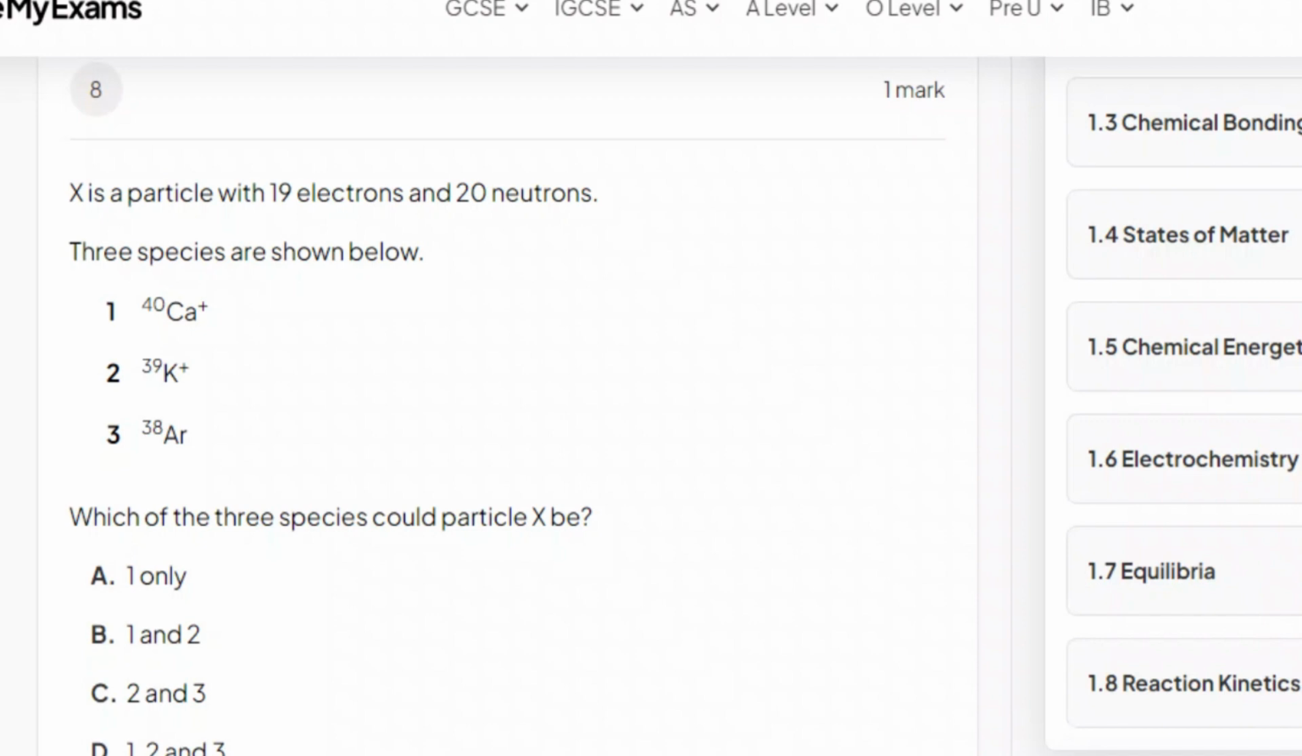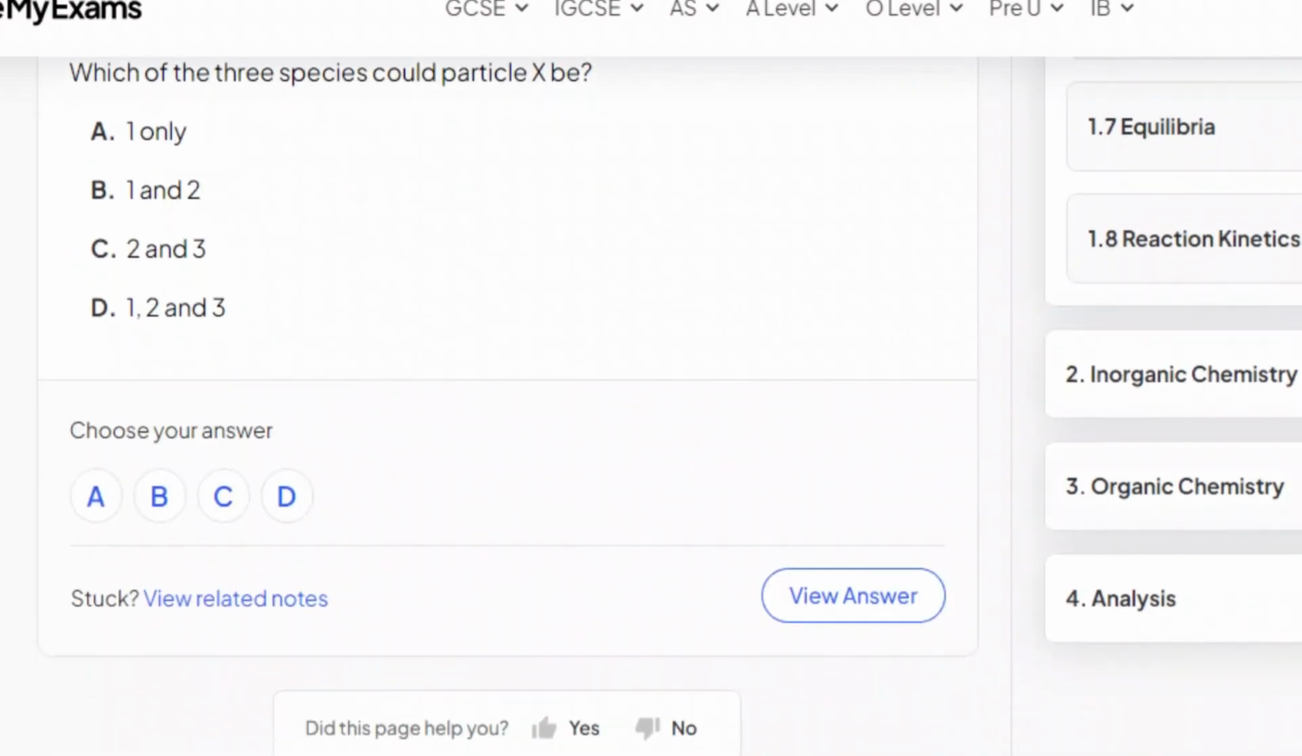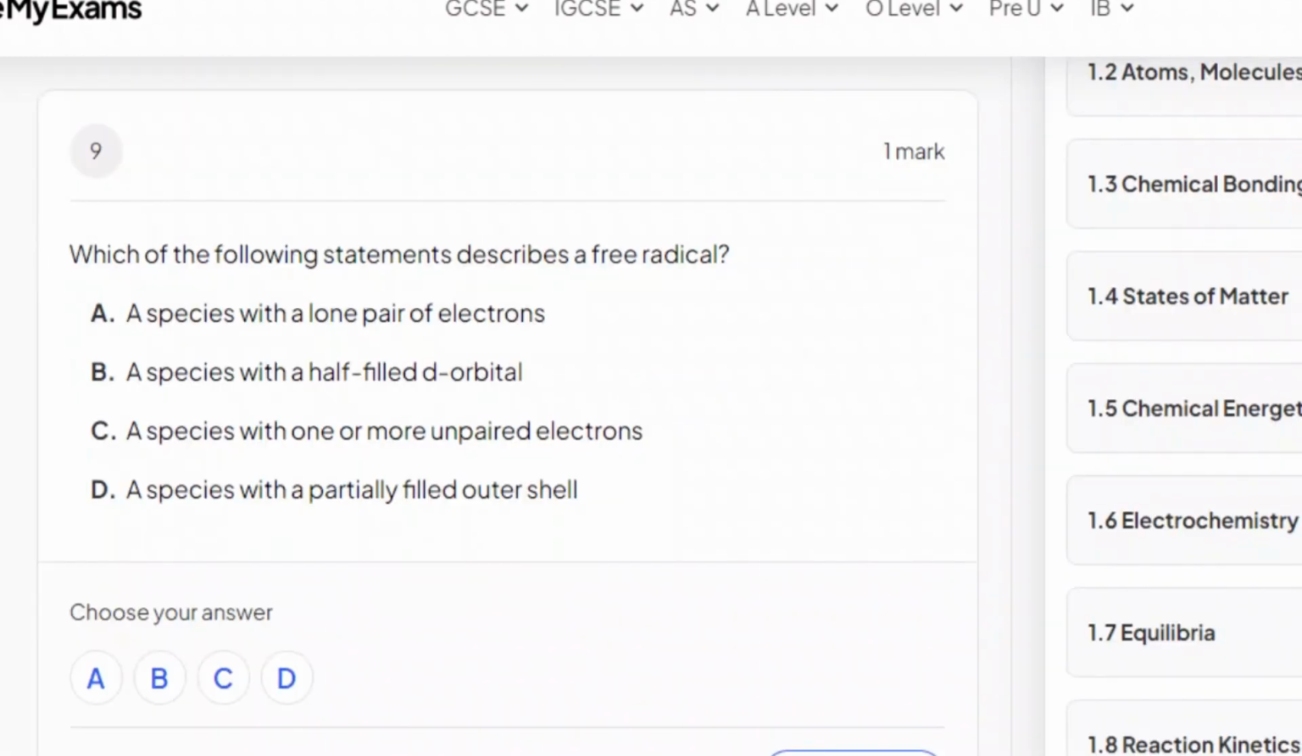In the case of potassium, if it were to have 20 neutrons, then it would be expected to have 19 protons. But since it has a positive charge, the number of protons would be 20, so number 2 is incorrect. And in the case of number 3, if its mass number is 38 and has 20 neutrons, it's expected to have 18 protons. But in the case where it has 19 electrons and it's neutral, it's going to have 19 protons as well, which means only number 1 is correct. So the correct answer would be A.